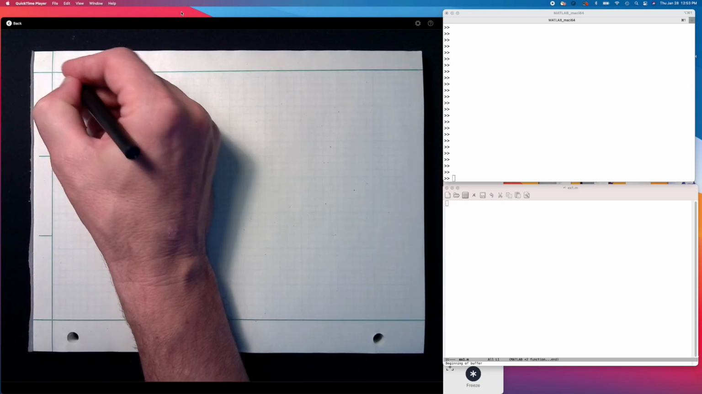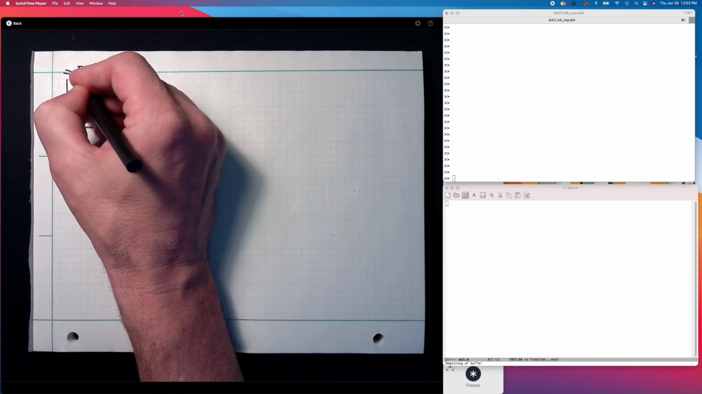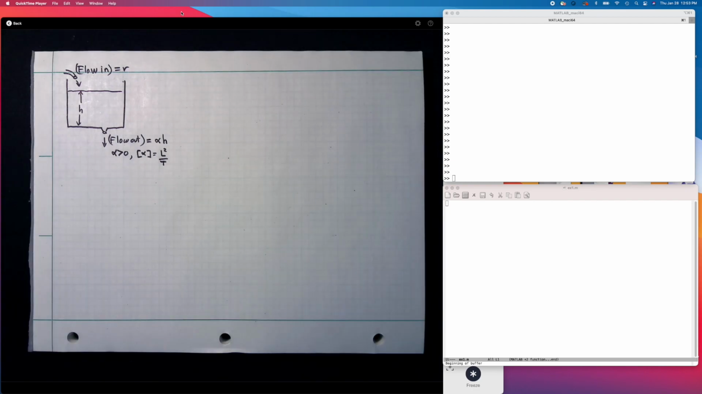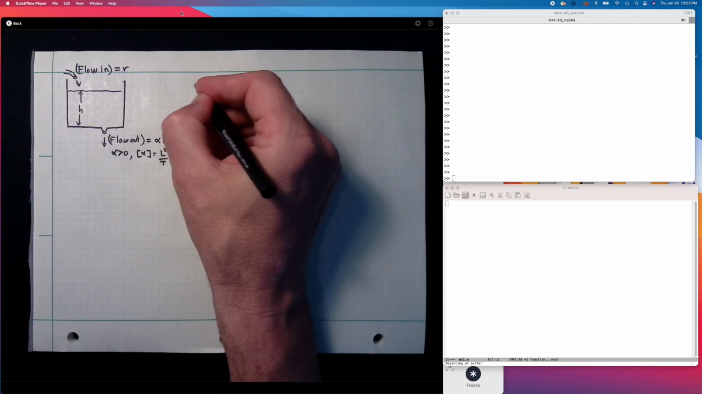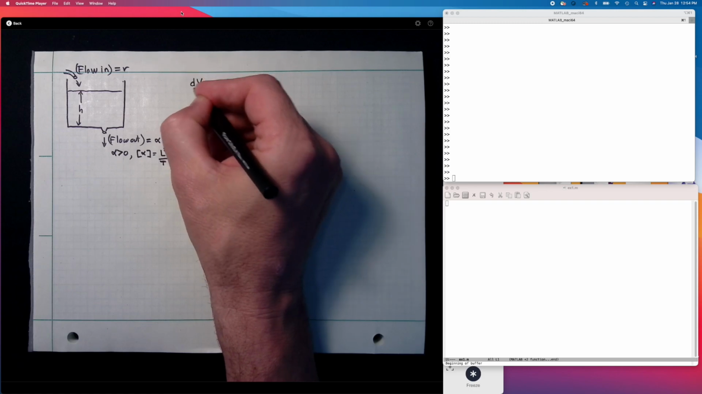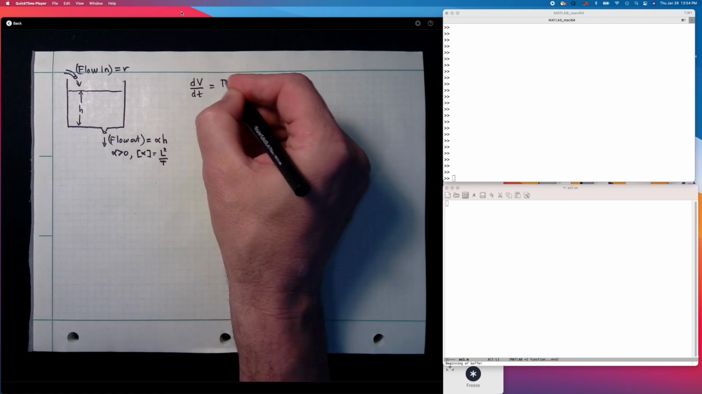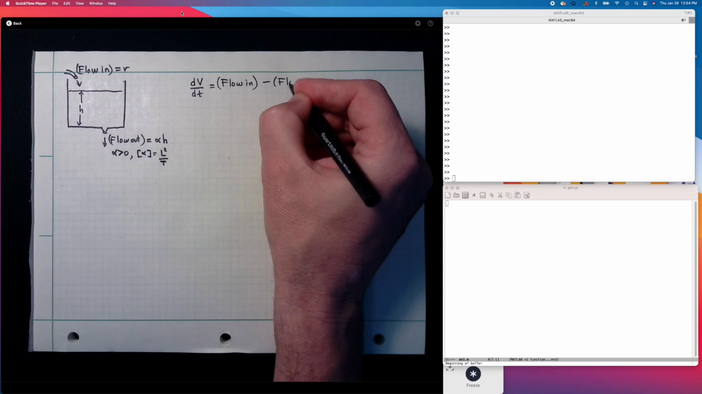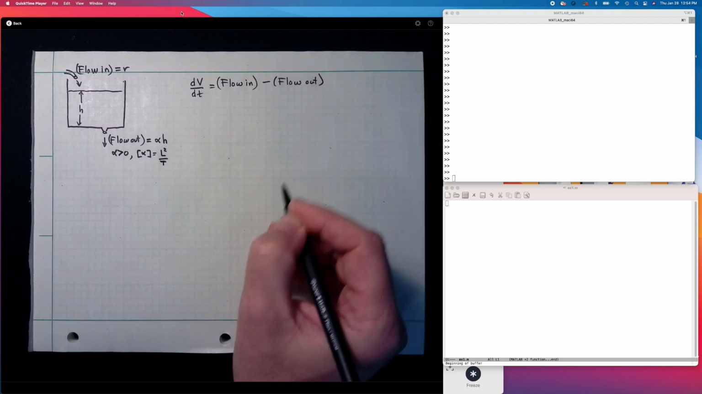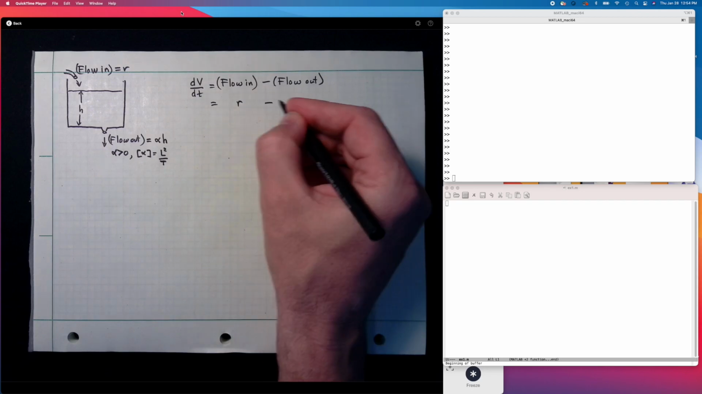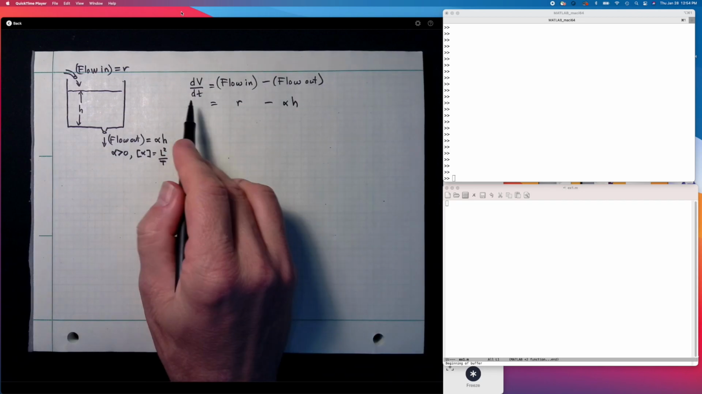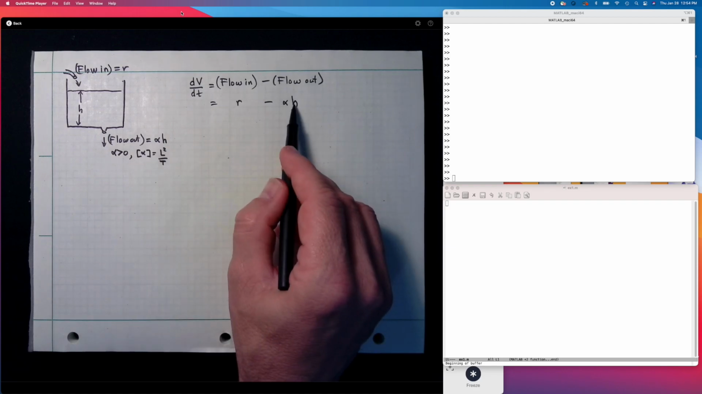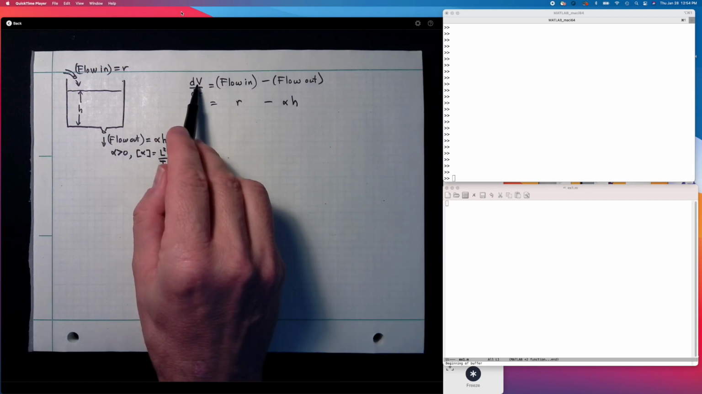And we'll keep the same flow in as before, flow in, and that will just be a constant R. And now if we do the conservation of the volume, dV/dt is equal to flow in minus flow out, is equal to R minus alpha times H. And on the left hand side we have V, on the right hand side we have H. So we can either replace this by some expression in terms of the volume, or we can replace this one in terms of the height.